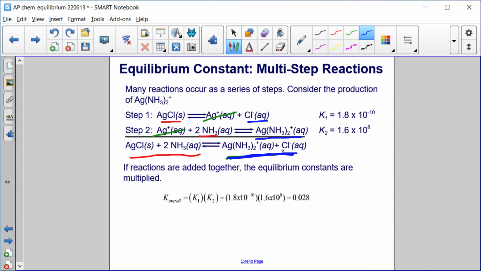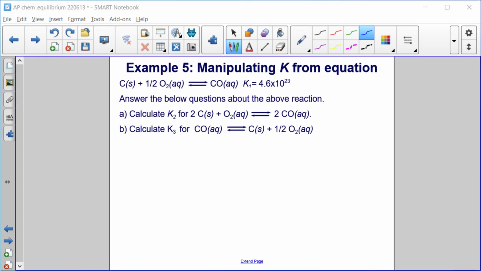as our products, okay? If the reactions are added together, so if I'm adding step 1 and step 2, equilibrium constants are multiplied. So the overall equilibrium constant for this multi-step reaction is just the product of K1 and K2. 1.8 times 10 to the minus 10 times 1.6 times 10 to the minus 8, or to the positive 8, which is 0.028.